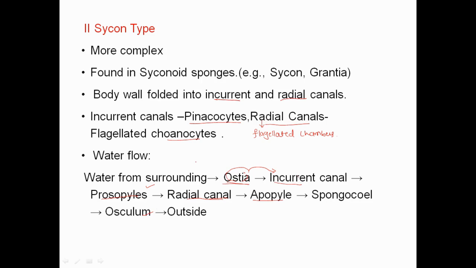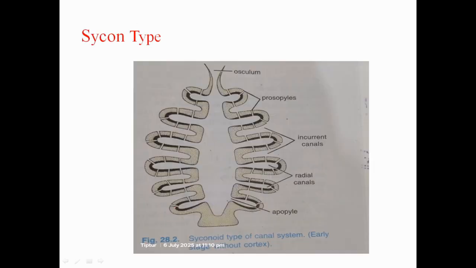The water movement in the Sycon type is: water from the surrounding enters the incurrent canal through the ostia. From the incurrent canal to the radial canal through the prosopyles. From the radial canals into the spongocoel through the apopyle. From the spongocoel to the outside through a narrow opening, the osculum. Now we'll understand the Sycon type of water canal system with the help of the diagram.